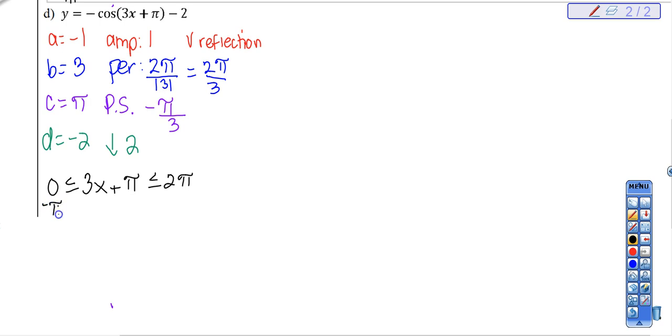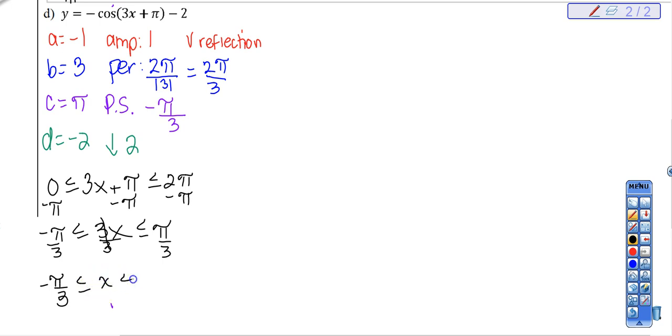So we'll subtract pi from all 3 sections. That gives us -pi less than or equal to 3x, less than or equal to pi, divide by 3. And there we have our starting point of our cycle. Let me ask you a question. Is that a distance of 2 pi over 3? Yes? Pi over 3 to the left plus pi over 3 to the right? Yeah, the y-axis is definitely there.